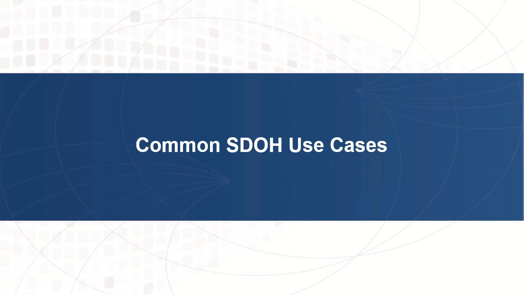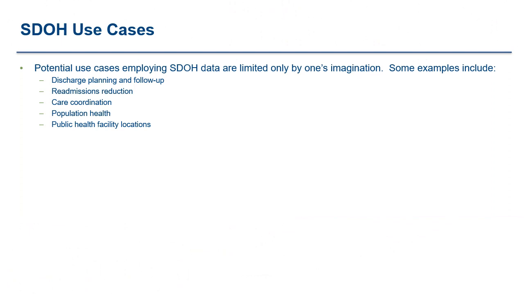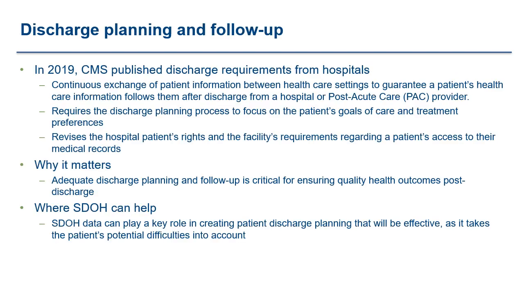So let's look at some common social determinants use cases. The use cases that you could do with this really are only limited by our imagination, but I'm going to go through a couple. Discharge planning and follow-up, readmissions reduction, care coordination, population health, public health facility locations. These are all potential combinations for social determinants use cases.